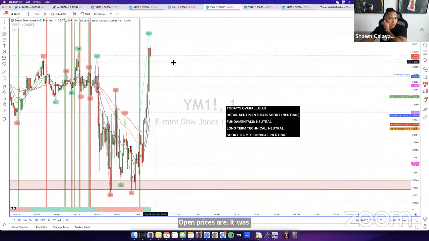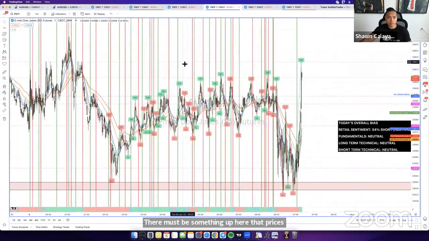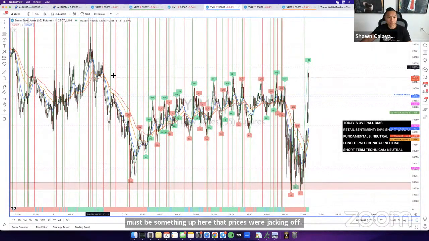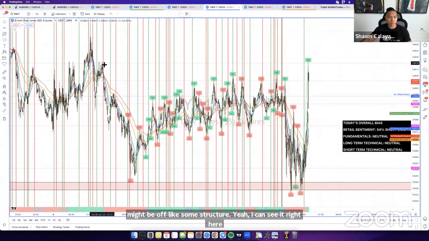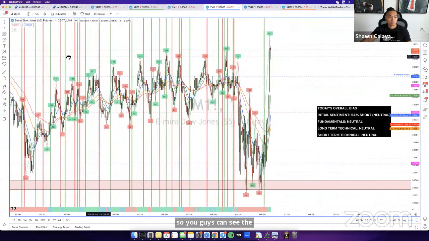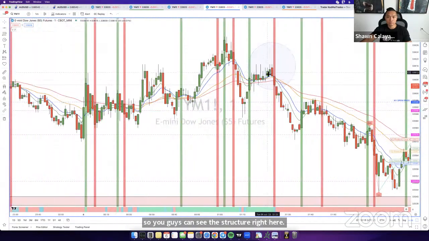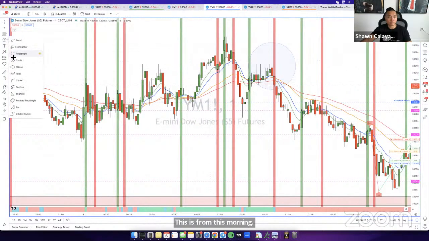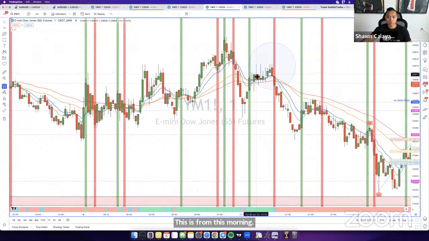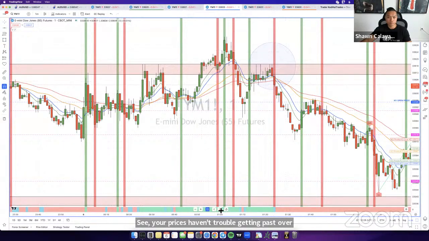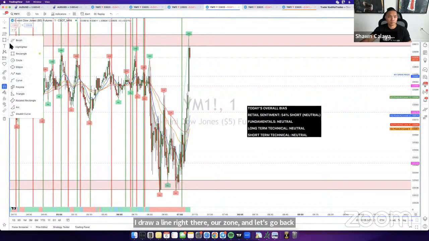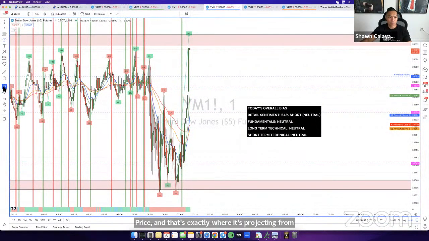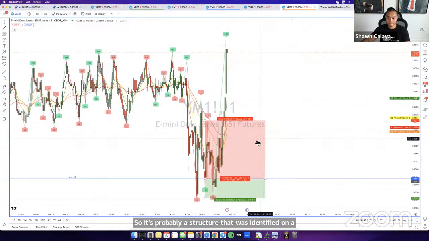There must be something up here that price is rejecting off. It might be off some structure. Yeah, I can see it right here. You can see the structure right here from this morning. See where price was having trouble getting past over here? I'm going to draw a line or a zone right there, and let's go back to current price. That's exactly where it's rejecting from. So it's probably a structure that was identified on a higher time frame. It might even be liquidity. Not yet.